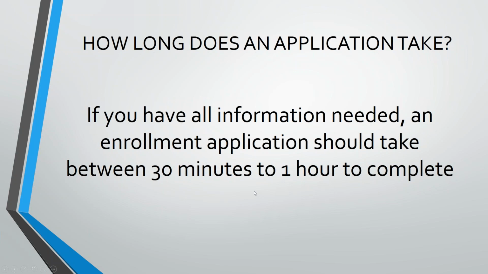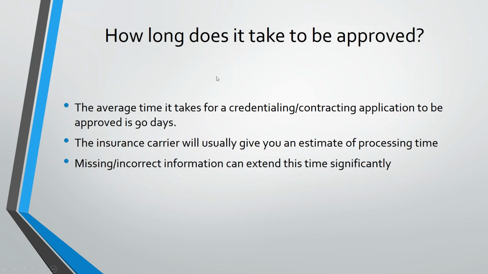But it's not just a matter of the applications. Once the application is done and received by the insurance company, then it is going to go through a vetting process. It's going to go through what they call the credentialing process. And this is where they are going to look at all of your questions and they're going to validate that information. The average time that it takes for a credentialing or a contracting application to be approved is about 90 days. That's on the average.